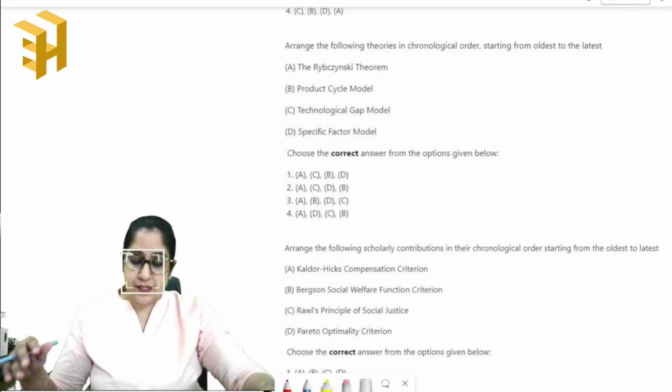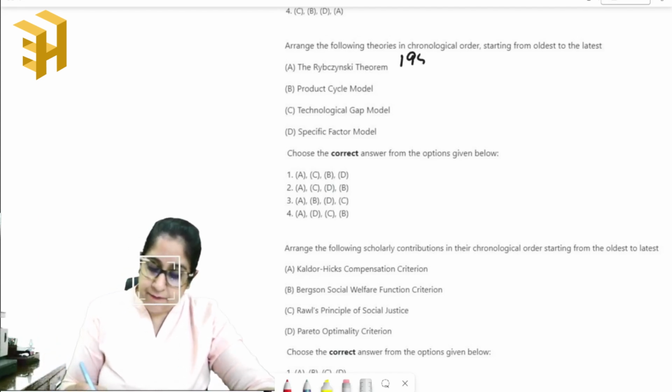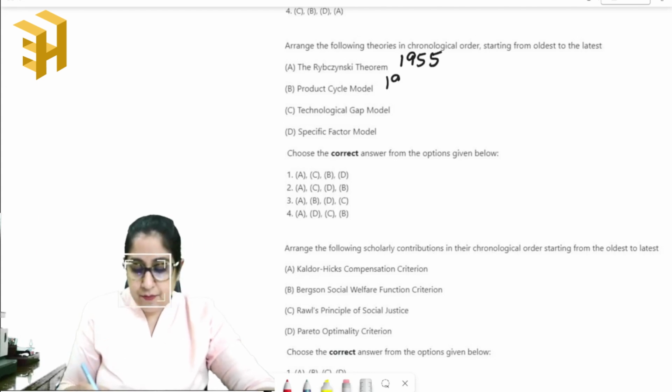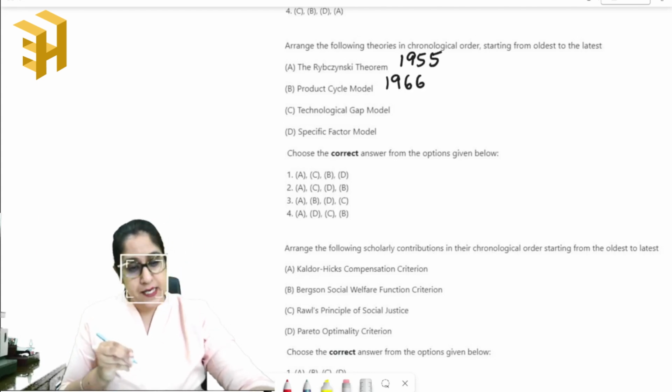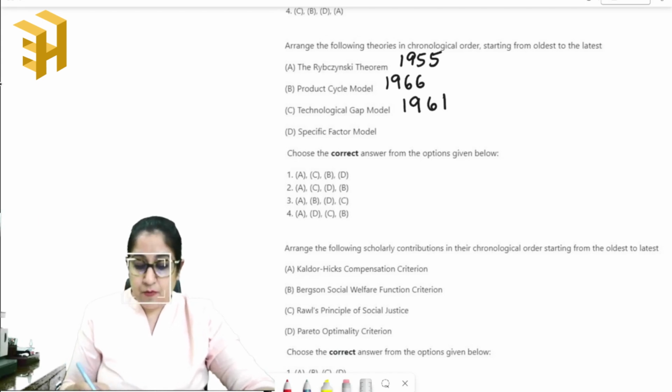Next question is that arrange the following theories in chronological order starting from the oldest to the latest. Please write it down. Rybczynski's theory came out in 1955, right? Product cycle theory came out in 1966. Then technological gap model was in 1961, and your specific factor model was in 1971.